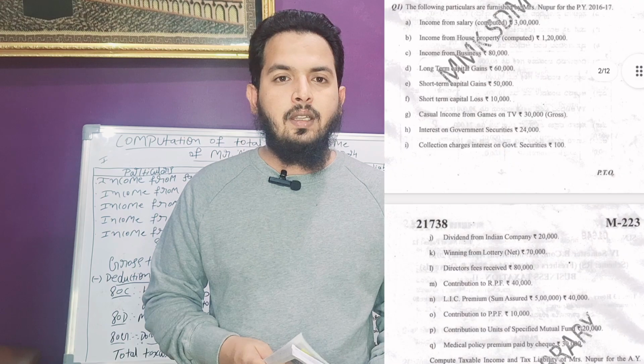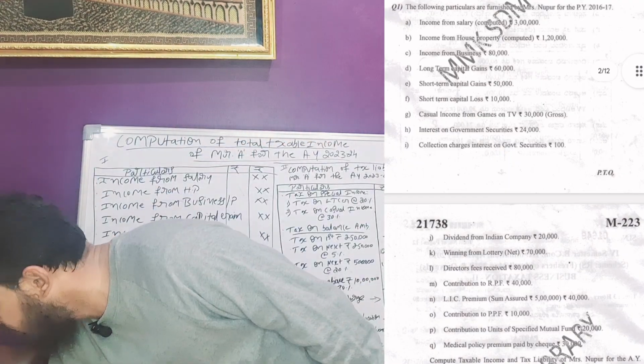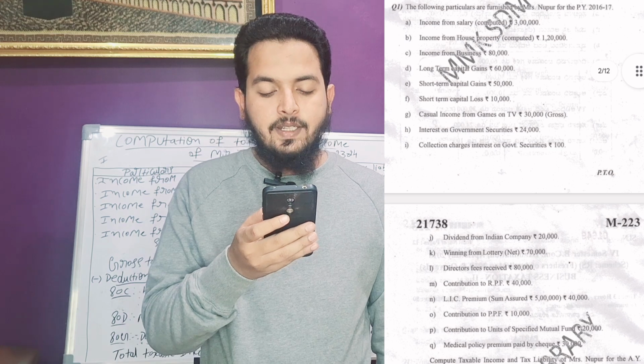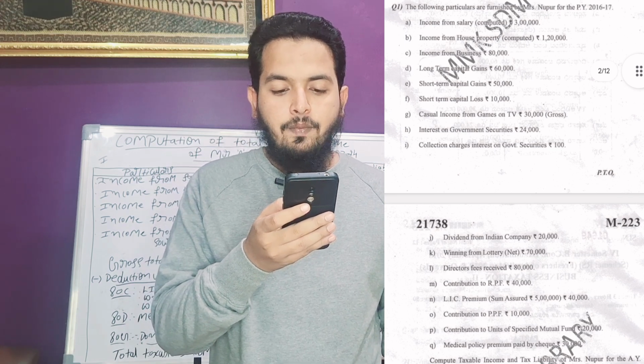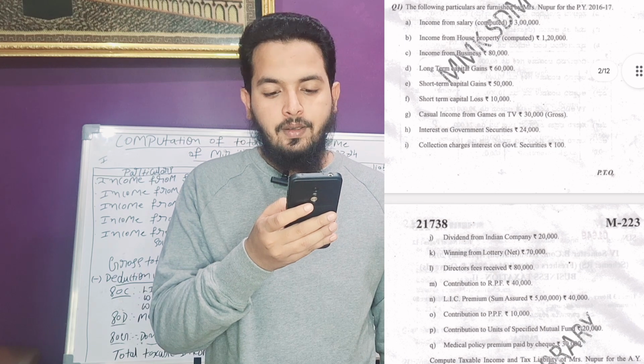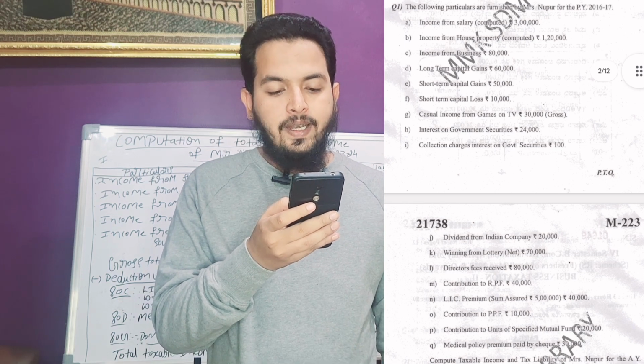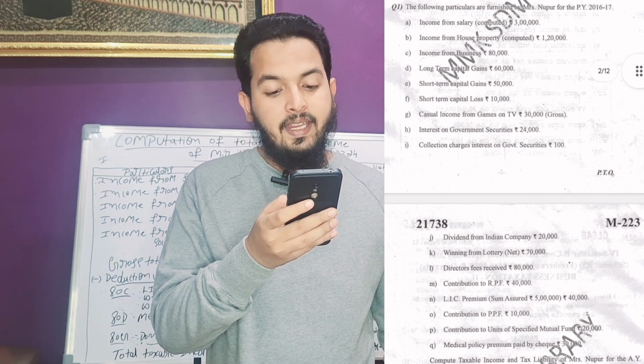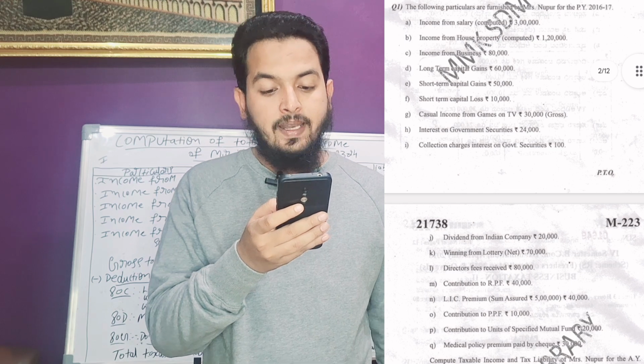Now we'll take the second question. Now the question will be displayed on your screen. The following particulars are furnished by Ms. Nupur for the previous year 22-23. Income from salary again computed rupees 3 lakh, well and good.